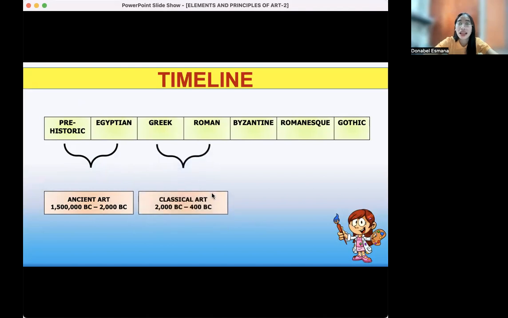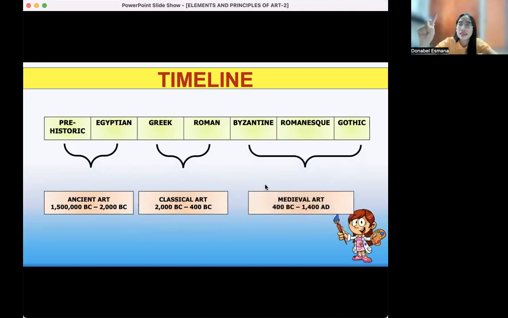Under the classical art, we have the Greek and Roman periods. And under the medieval period, we have the Byzantine, Romanesque, and Gothic period. All right. And today we will be talking about the characteristics of their art, specifically their paintings, no? The paintings during this period.